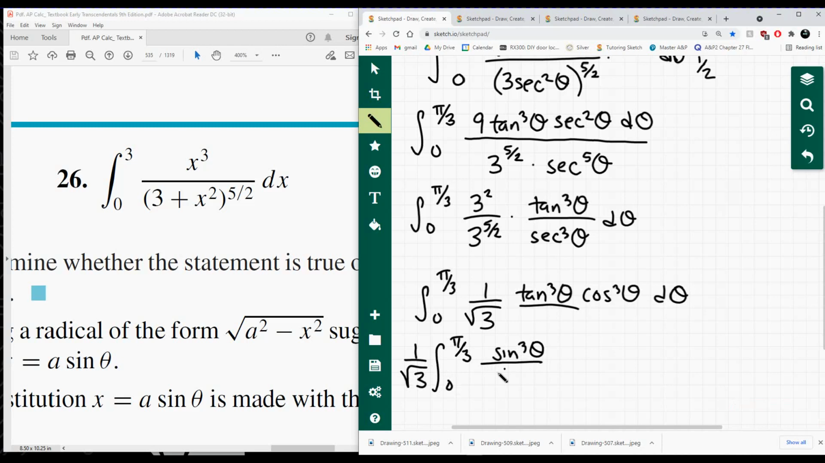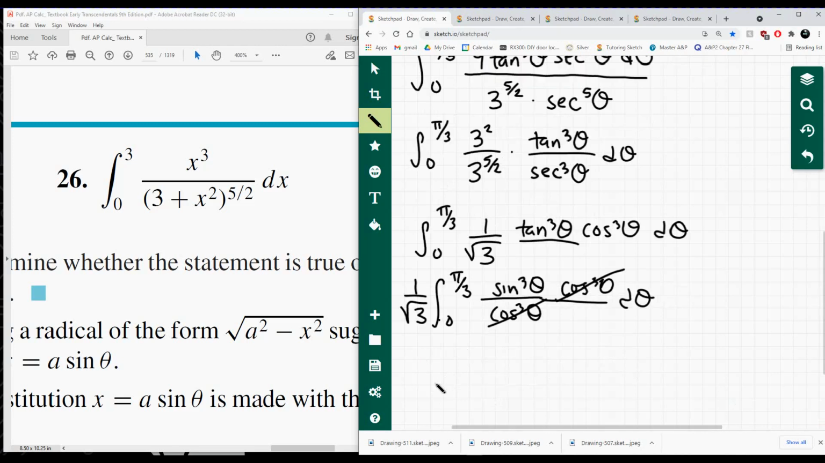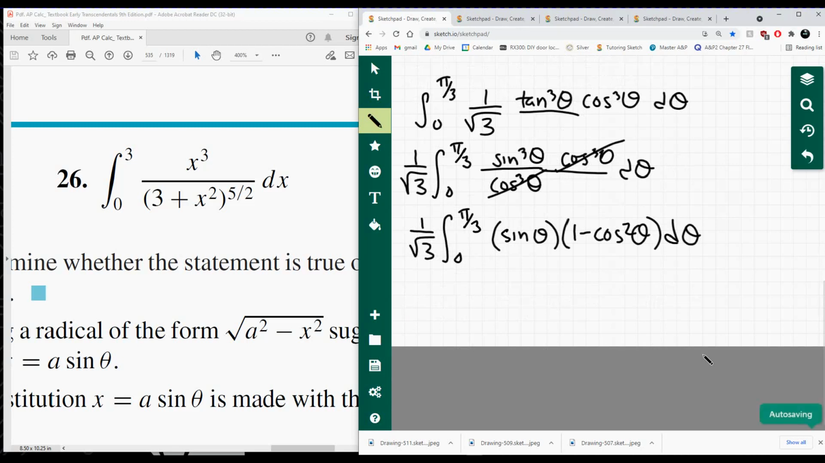Sine cubed theta over cosine cubed theta times cosine cubed theta d theta. That allows these cosines to be simplified. So we have 1 over radical 3 from 0 to pi over 3. And because this is an odd power of sine, we can write this as sine of theta times 1 minus cosine squared theta d theta. And we are going to then do another u substitution.